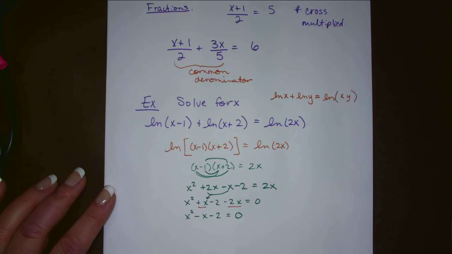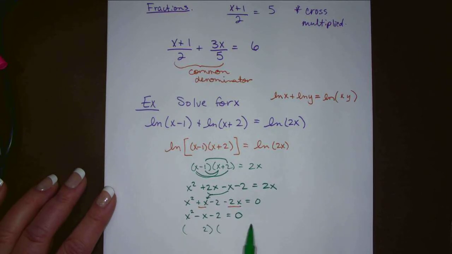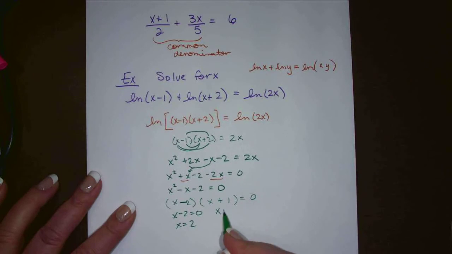All to one side. Whenever it's a quadratic, we either factor or use the quadratic equation. Does this one factor? Two numbers that multiply to give negative 2, and subtract to give negative 1. Like that? Okay. So here our answer is 2, and here our answer is negative 1.